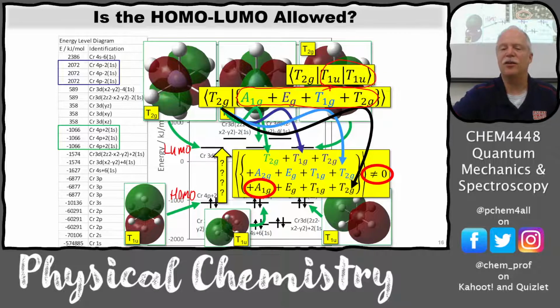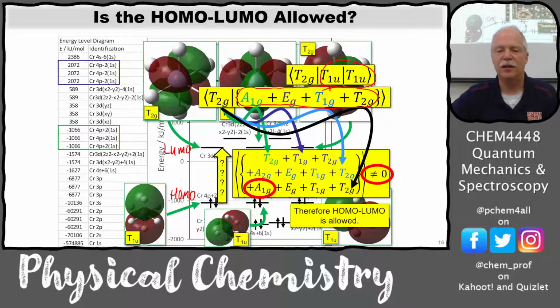So this is a crazy integral. Remember, these brackets are necessary because they tell the reader that you're doing an integration over all space. And these symmetries are the symmetries of the waves and how they interact with light. So this is a crazy long integral result with lots of terms added together. And all we care about is one of those terms going to be non-zero. And so the integral over all space of an even function is non-zero, and A1G is even. So therefore, the HOMO to LUMO is allowed. So we can get this 4P to 3D transition to occur with light. And that's going to give this a really strong color.